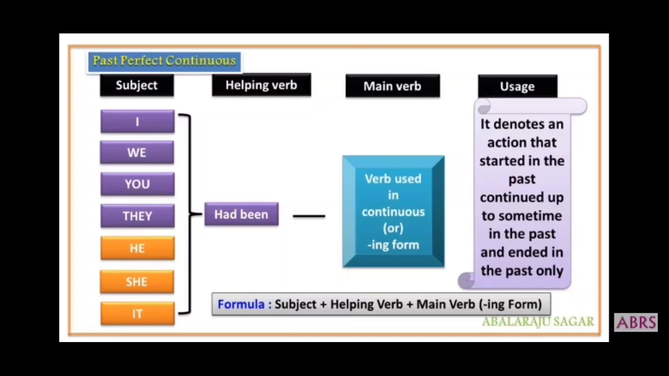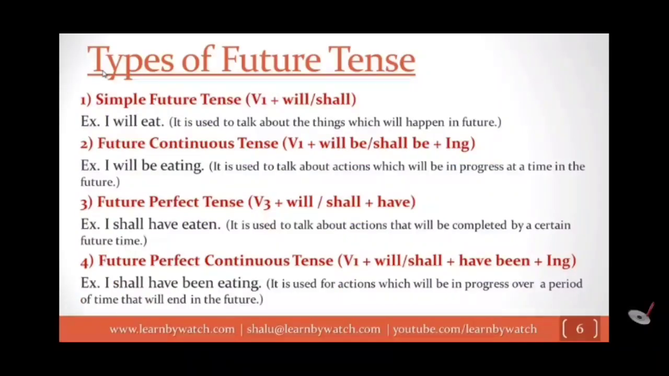Alright. I hope all the past tenses are cleared. Now we will move on to future tenses. I have already discussed simple future tense. Now second is future continuous tense. Future continuous tense is used to talk about actions which will be in progress, means which will continue at a time in the future. Okay, for example, I will be eating.